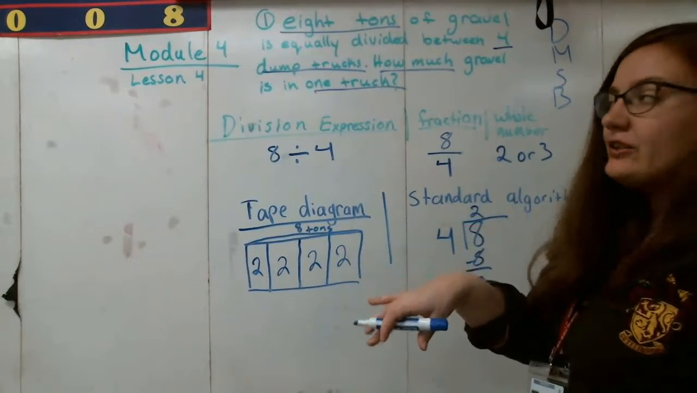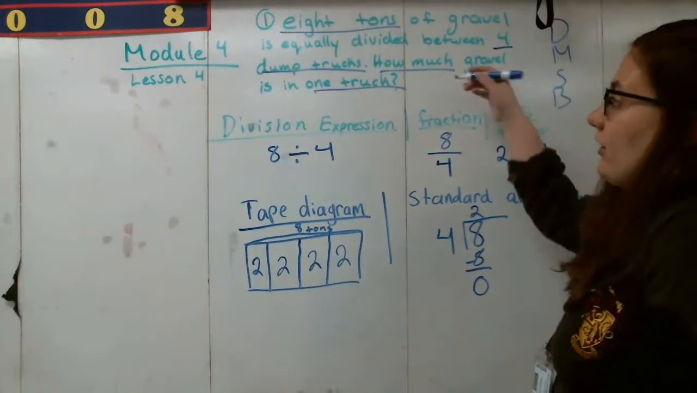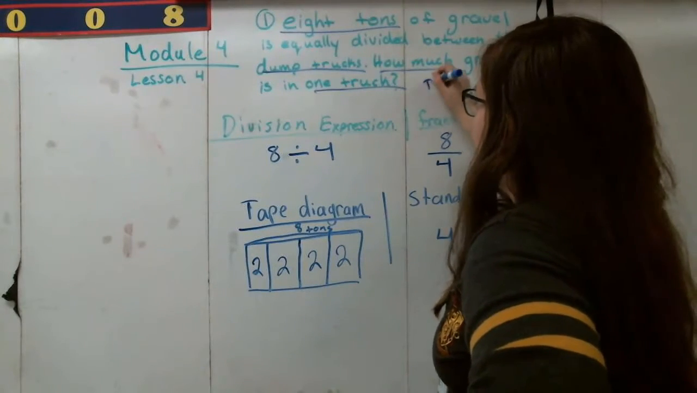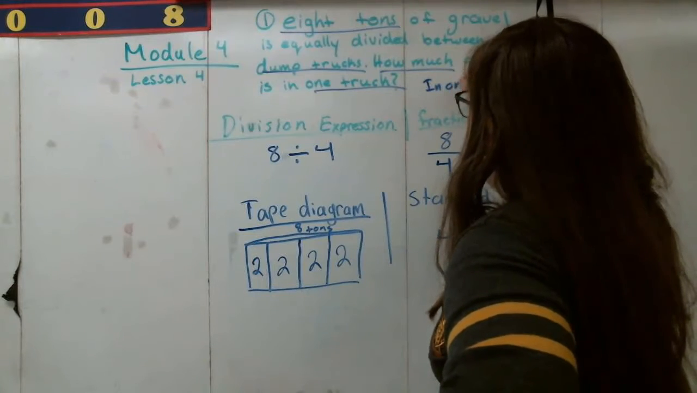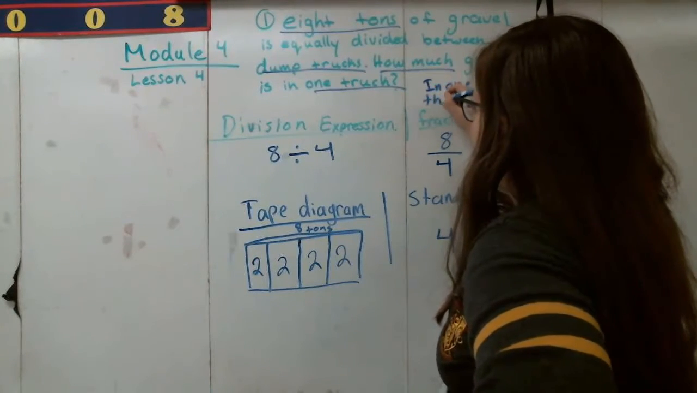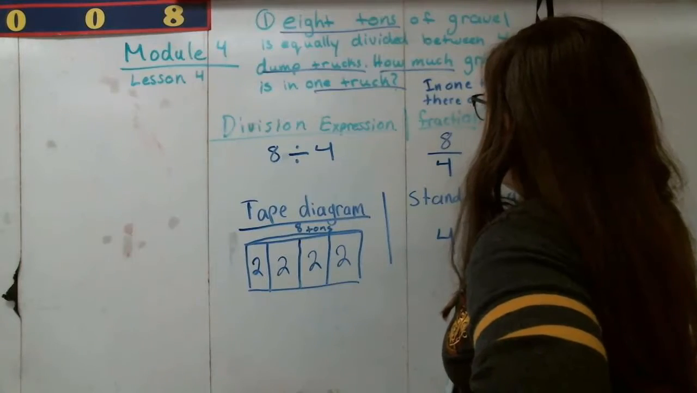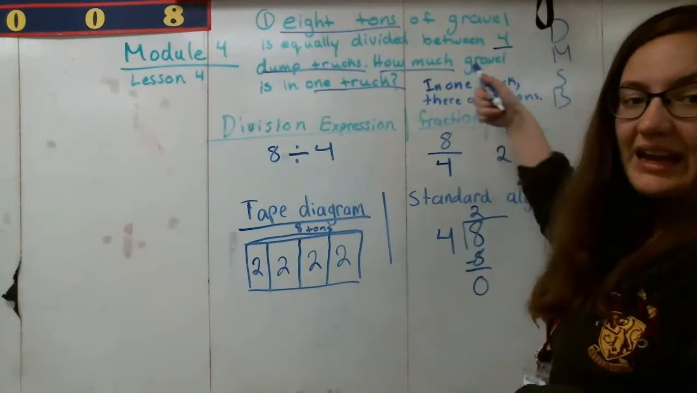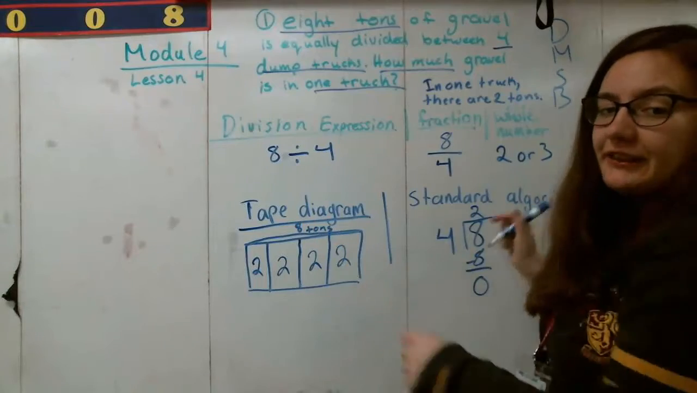So that's all we need to do for this problem, and then if I wanted to, I could also write out my answer in a sentence. So I could say, in one truck, there are 2 tons of gravel. And that is how I would completely fill out my answer.